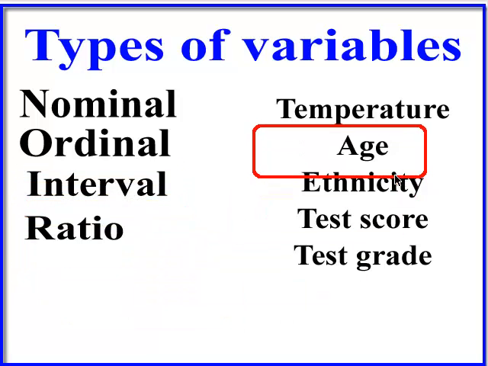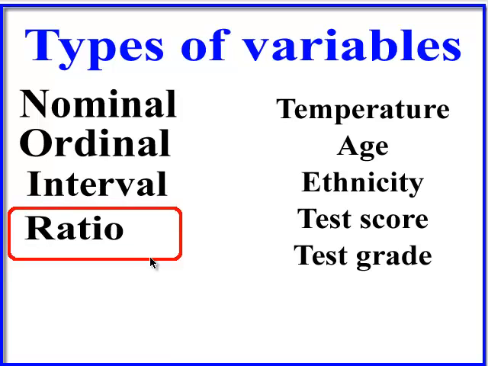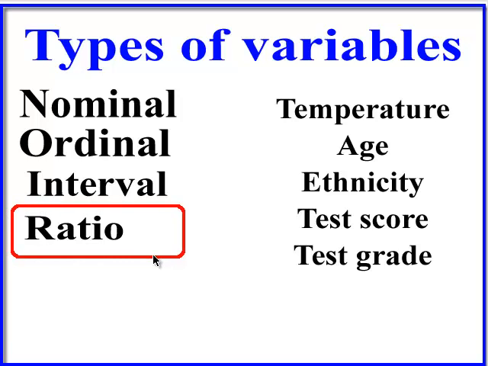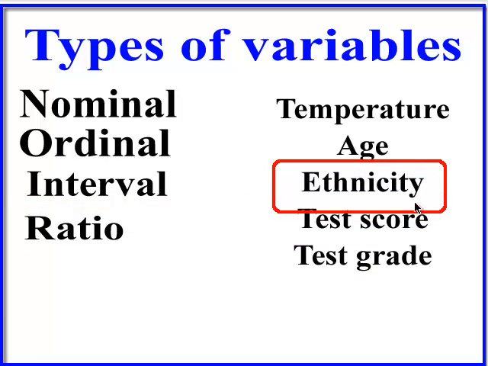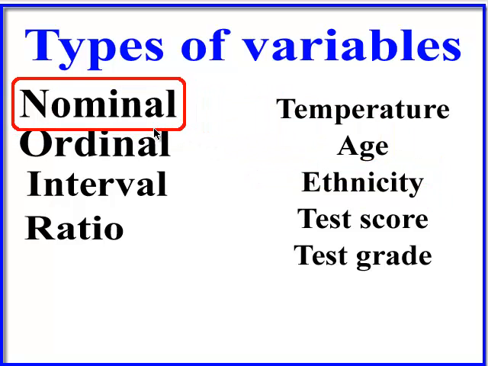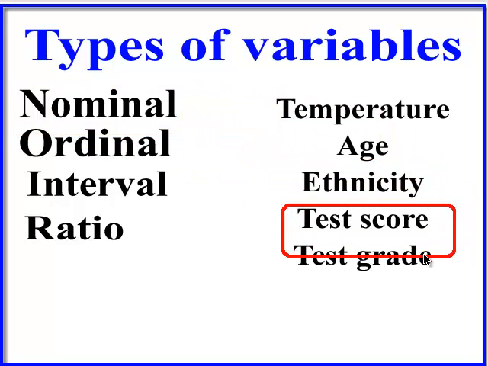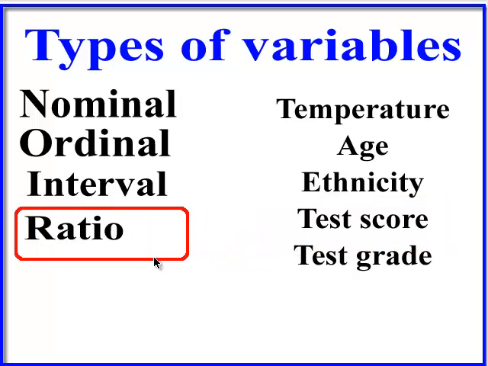So age is definitely ratio, right? 17 is more than 12. Ethnicity is nominal, categorical. Test score is ratio, right? 76 is bigger than 50, and you can get a 0 on a test.